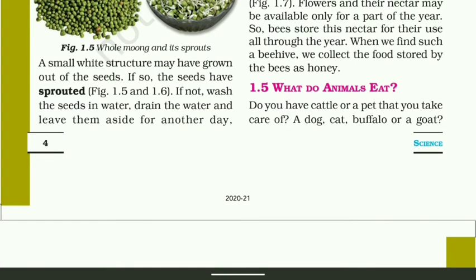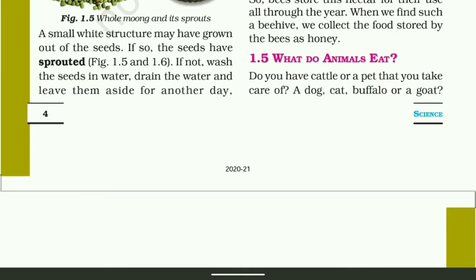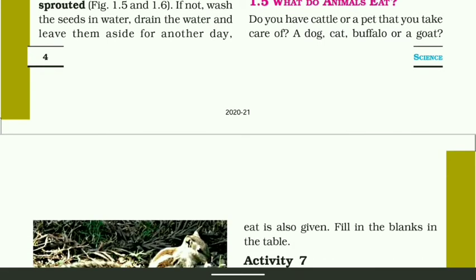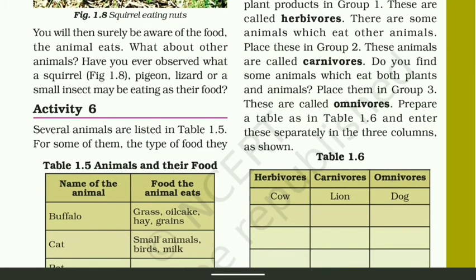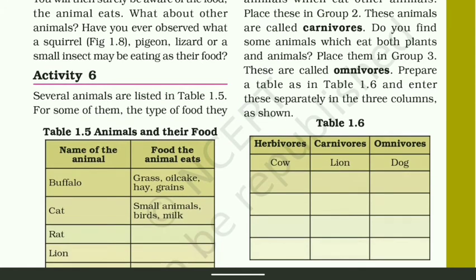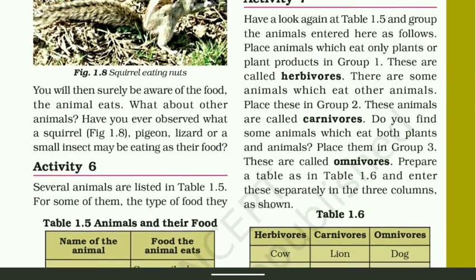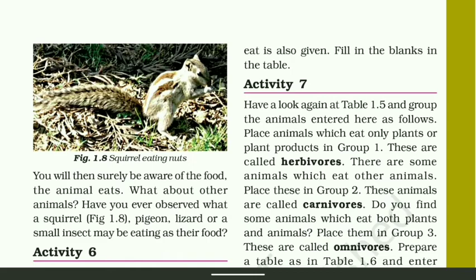What do animals eat? Do you have cattle or a pet that you take care of? A dog, cat, buffalo, or a goat? You will then surely be aware of the food the animals eat. What about other animals? Have you ever observed what a squirrel, pigeon, lizard, or a small insect may be eating as their food? Activity 6. Several animals are listed in table 1.5. For some of them, the type of food that they eat is also given. Fill in the blanks in the table.